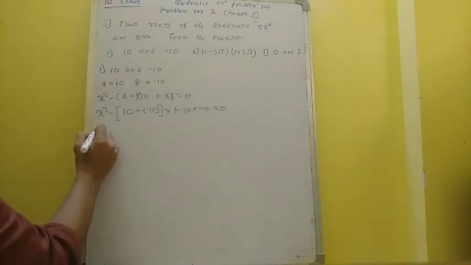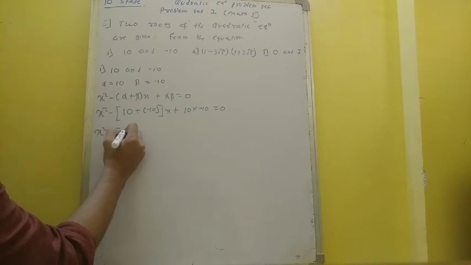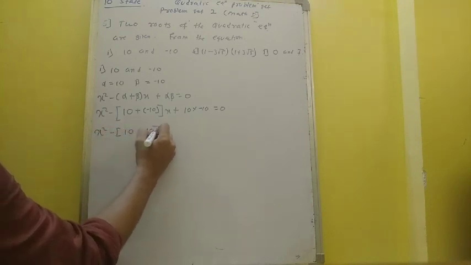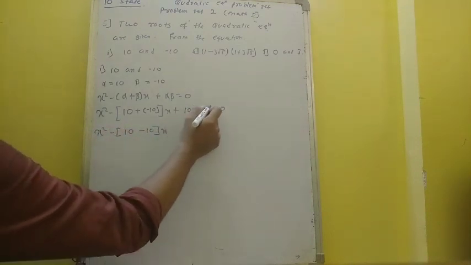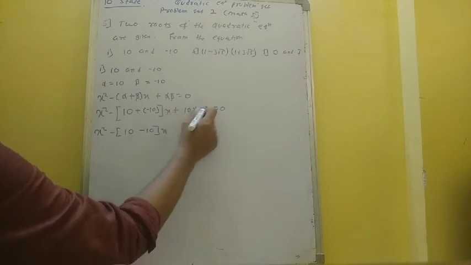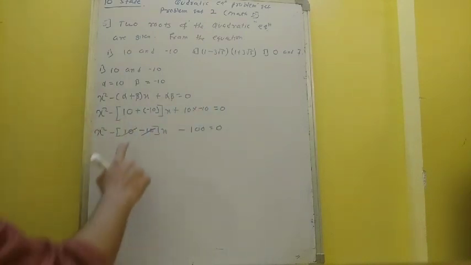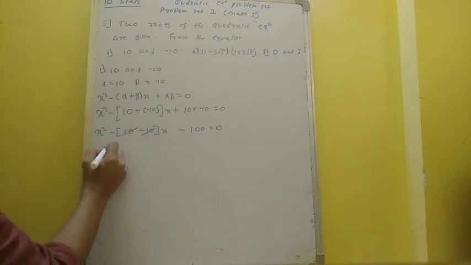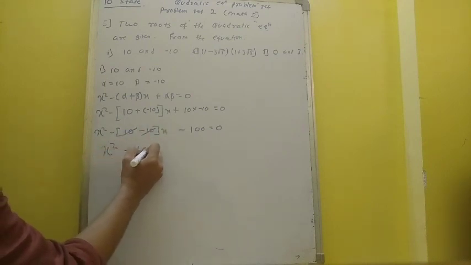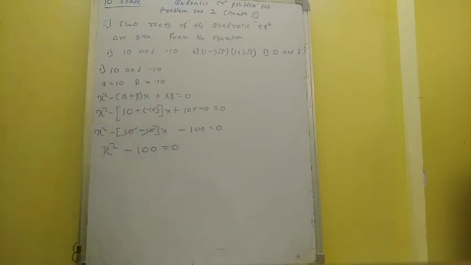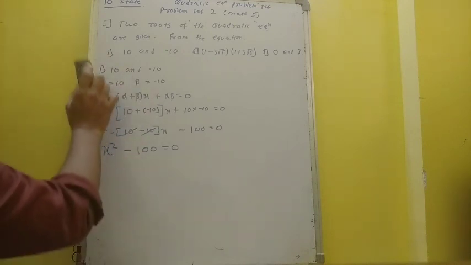Okay, x square minus 10 minus 10, and 10 tens are 100, plus minus is equal to 0. Minus 10 plus 10 cancel, so the x term doesn't have any value. So the quadratic equation is x square minus 100 is equal to 0. So this is the quadratic equation for the first one where roots are 10 and minus 10. Okay, copy it down or take the screenshot and erase it.